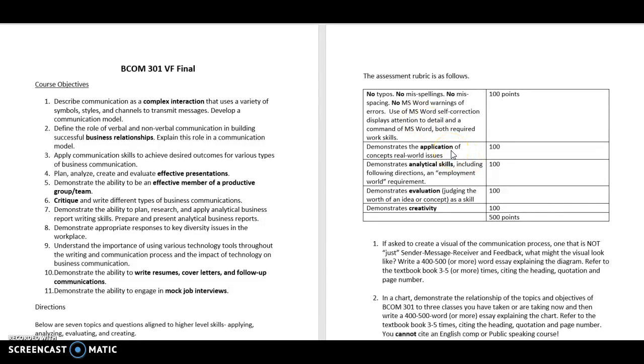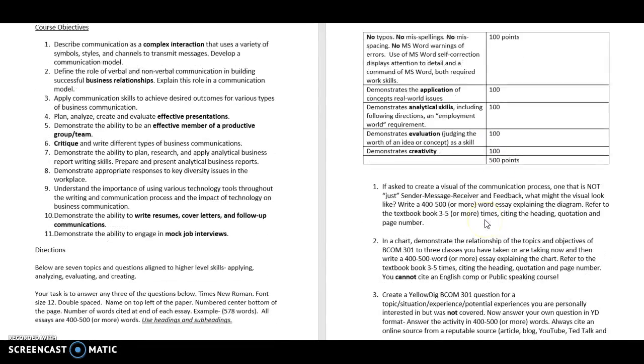I'll be looking for the applications to real-world issues, how you can use your analytical skills that you all know is a very definite employment world requirement, and that you can judge the worth of an idea or a concept. You know that's a true work skill. And, of course, creativity, for a total of 500 points.